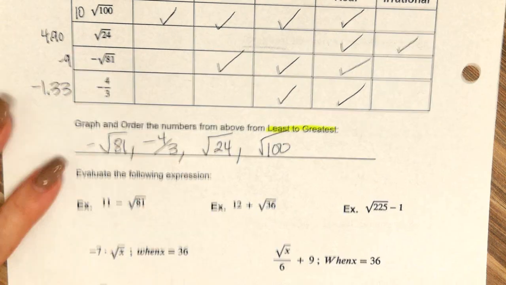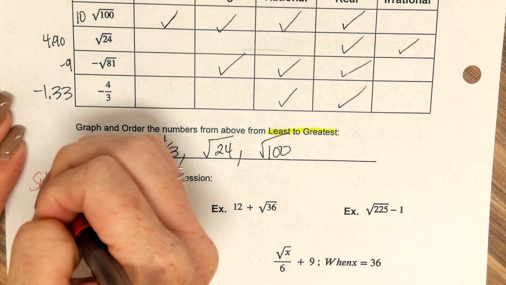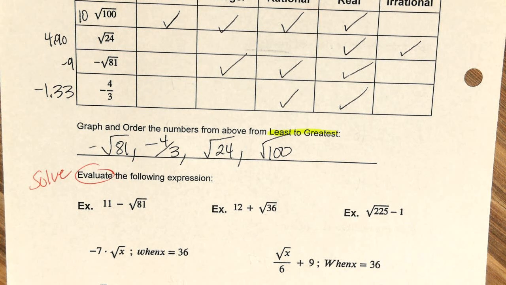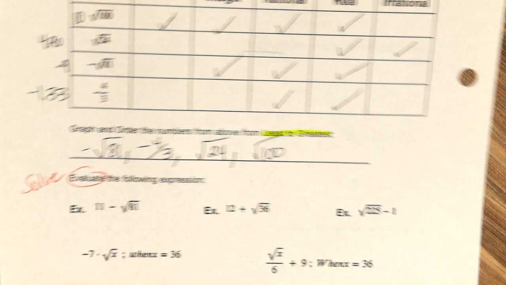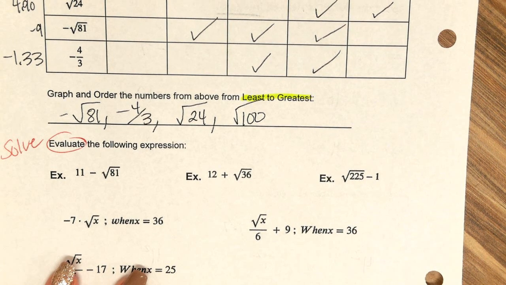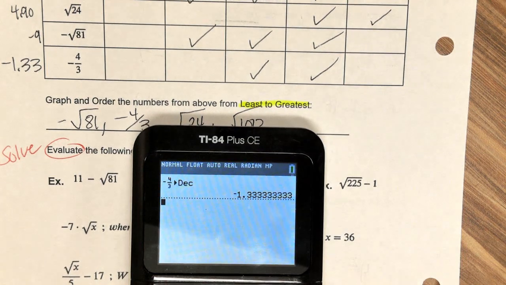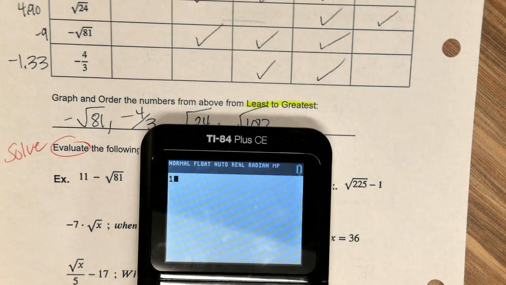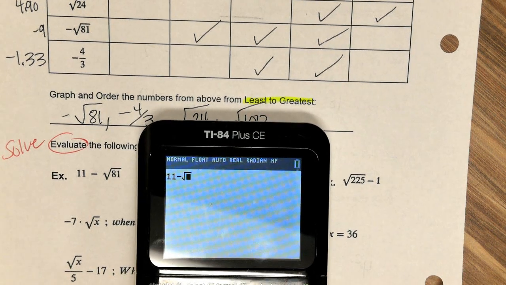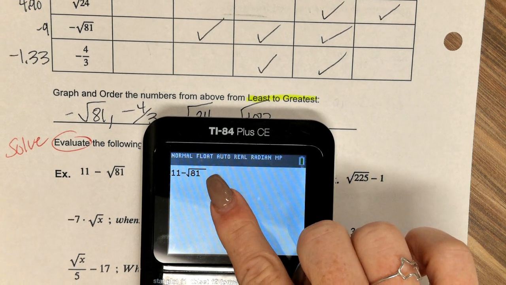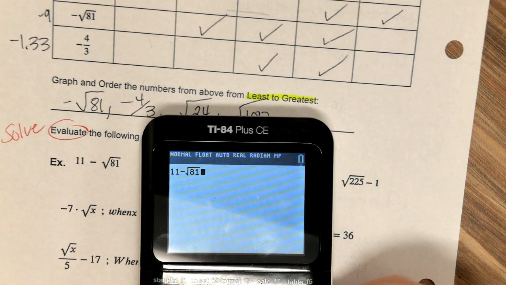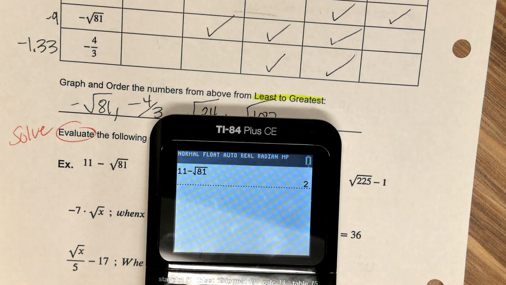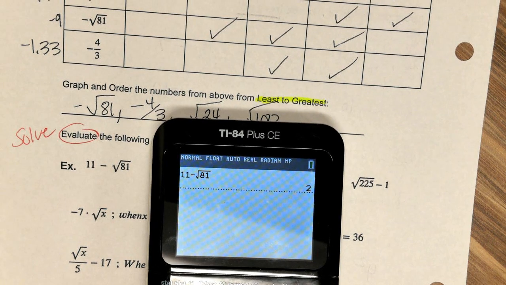What does evaluate mean? Solve. So you're just going to type these in your calculator. The biggest thing people mess up on is they forget to arrow out of the square root. So let's go do this one. I'm going to do 11 minus the square root of 81. And you just need to arrow out of that square root, and then hit enter, and that's your answer. So 2.